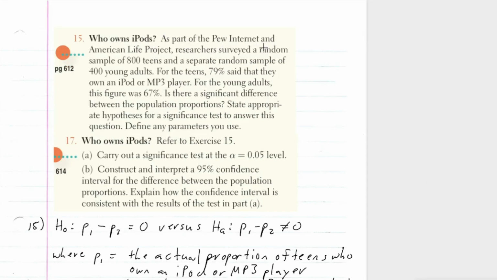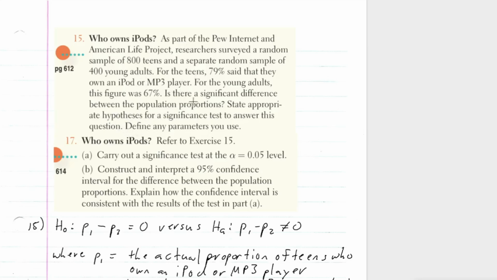As part of a Pew Internet and American Life project, researchers surveyed a random sample of 800 teens and a separate random sample of 400 young adults. For the teens, 79% said that they own an iPod or MP3 player. For the young adults, this figure was 67%. Is there a significant difference between the population proportions? State appropriate hypotheses for a significance test to answer this question.